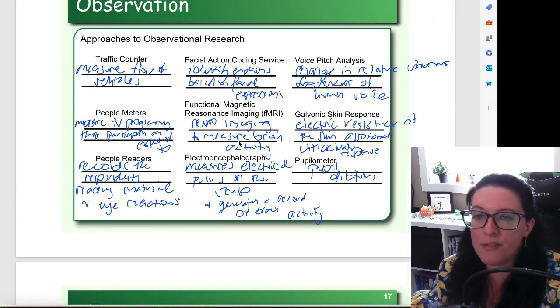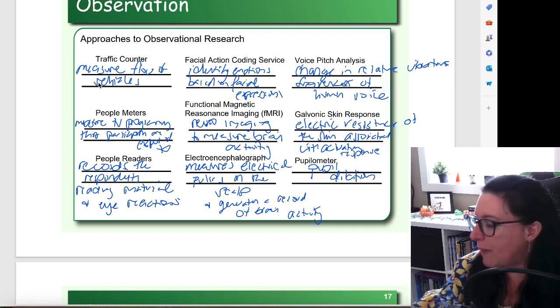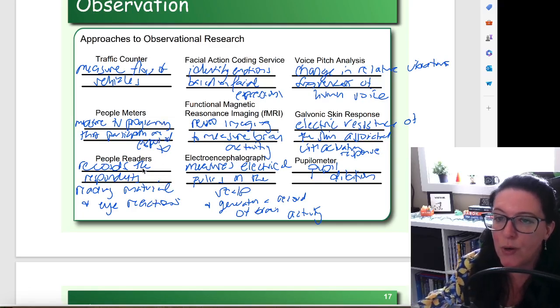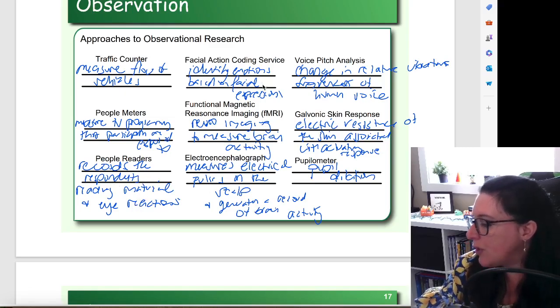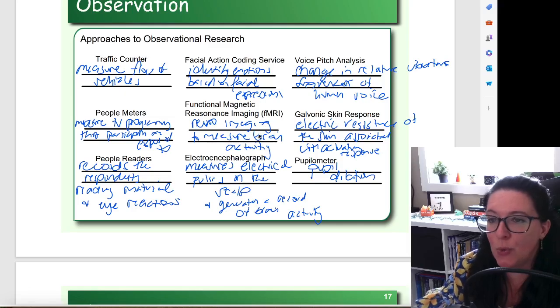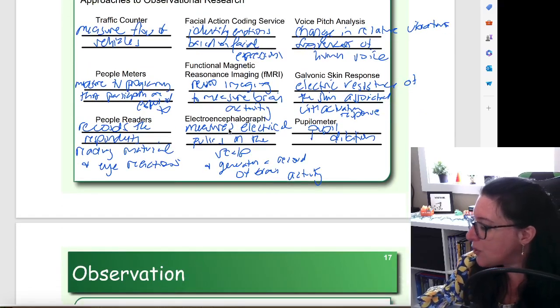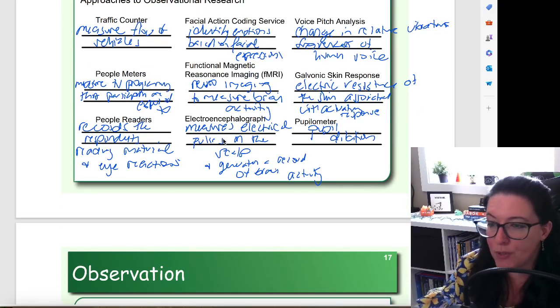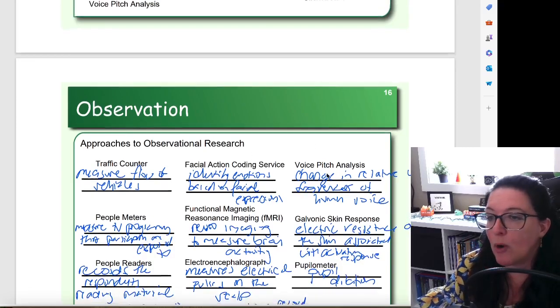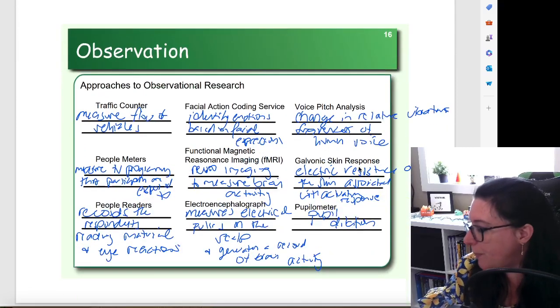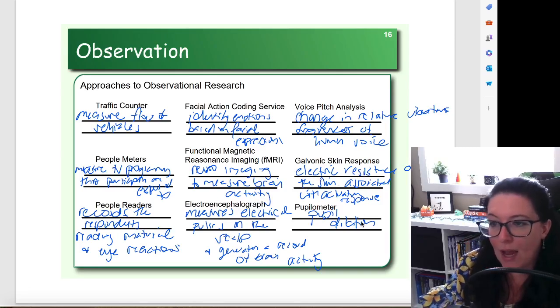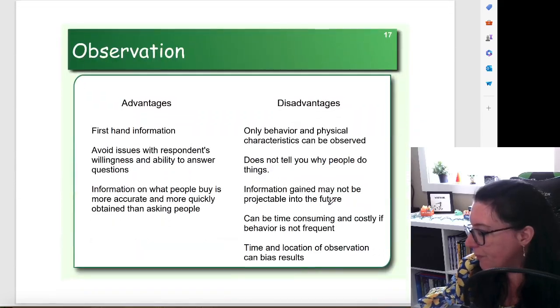So we've gone through a number of different types of observational research, from measuring the flow of vehicles to measuring the TV programming that people are exposed to, recording what respondents are reading and their eye reactions, to the emotions based on facial expressions, to measuring emotions based on brain activity and images of the brain, to measuring those emotions based on electrical pulses on the scalp, to measuring emotions based on changes in voice pitch, the amount of perspiration, and the dilation of pupils.